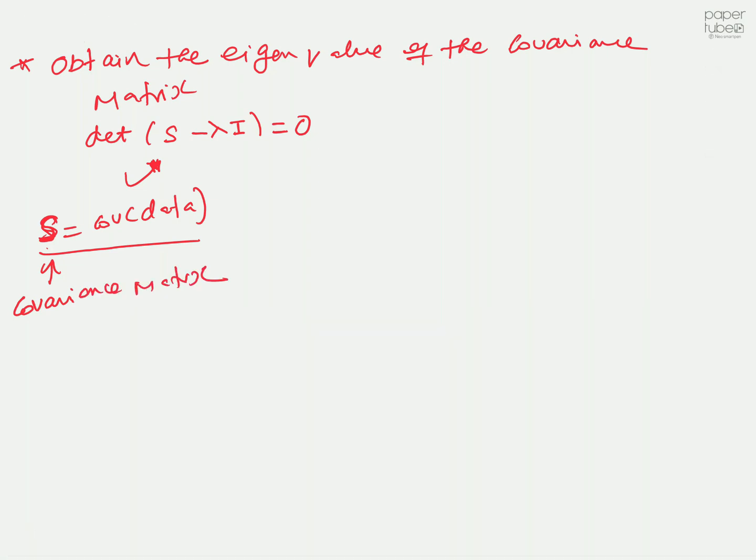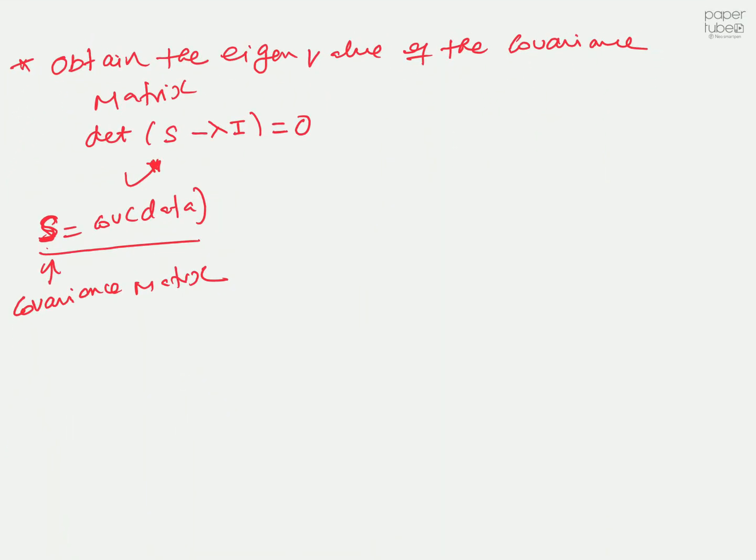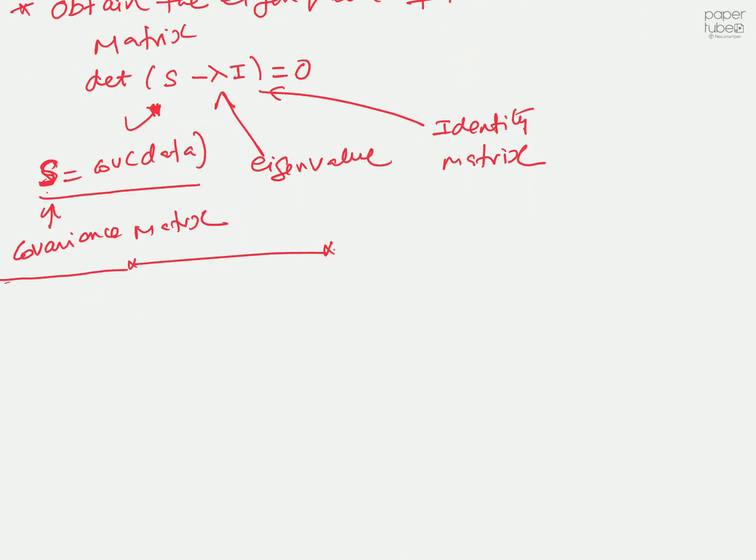Let's check how much battery I have. 6%. So S is the covariance matrix, and then lambda is the eigenvalue, and I is the identity matrix. So I will stop recording. I have only 6% battery, so I will continue in the next video.